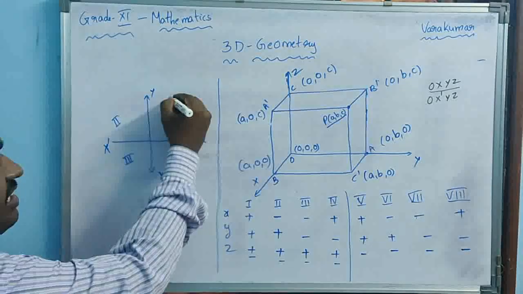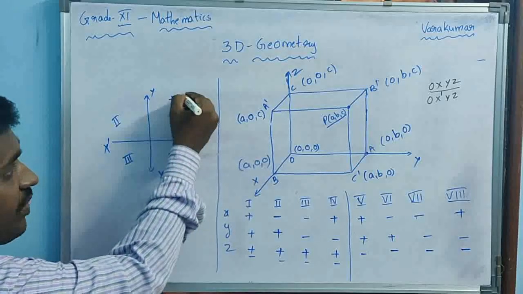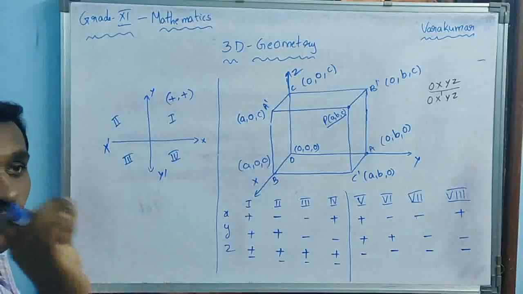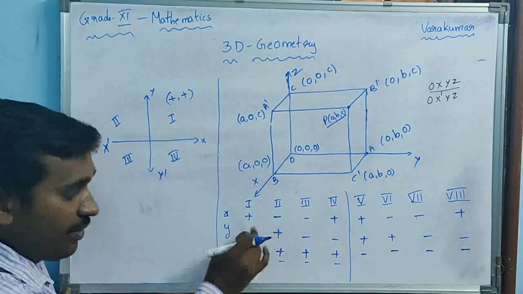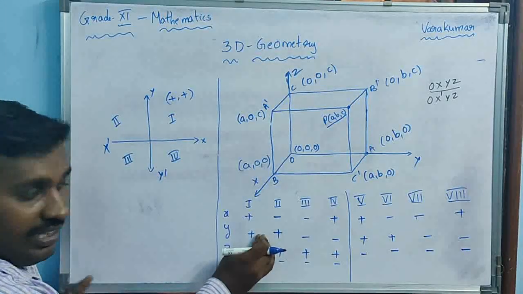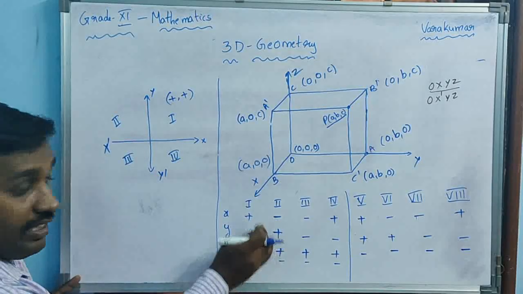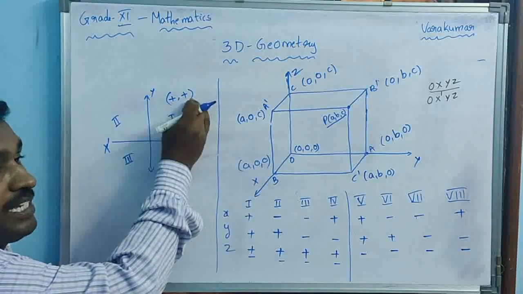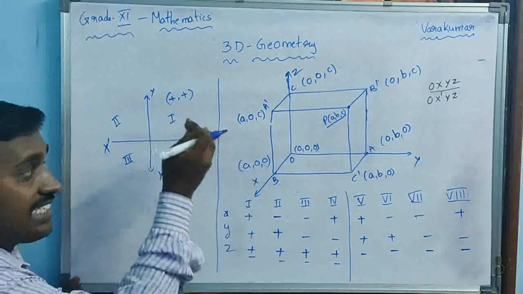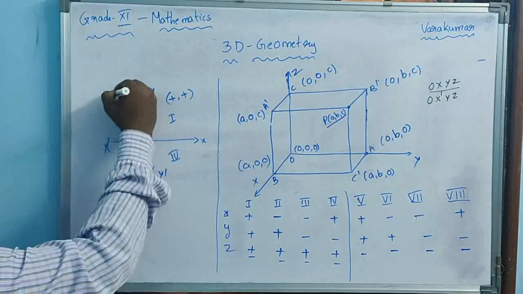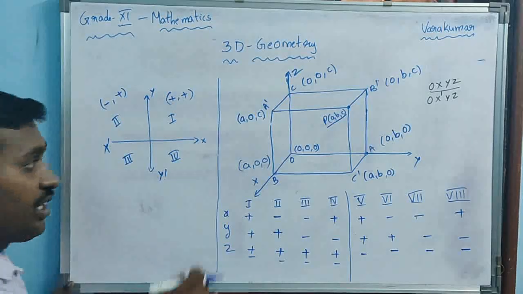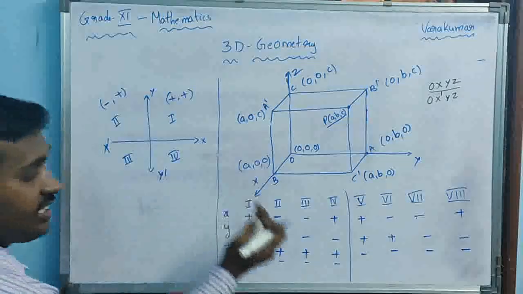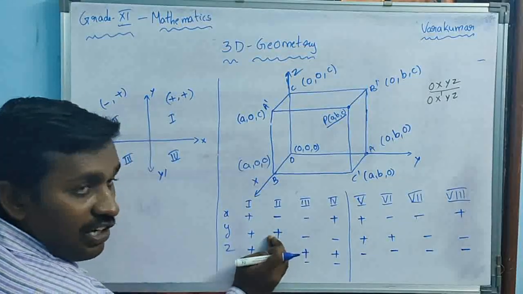Now, in this octant, in this quadrant, both are plus. So, O, X, Y, Z. Z is positive. Forget about that one. X and Y: first octant. Here, see? Plus, plus, first quadrant. Next, what is this one? Minus, plus. Here, second quadrant. Here also, minus, plus. Second octant, right?